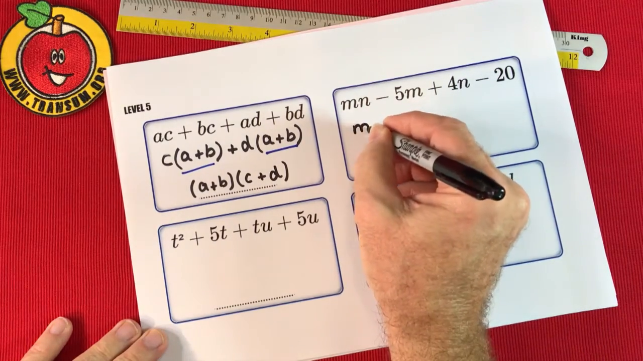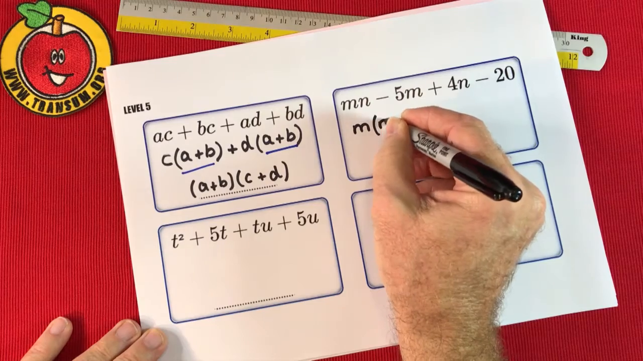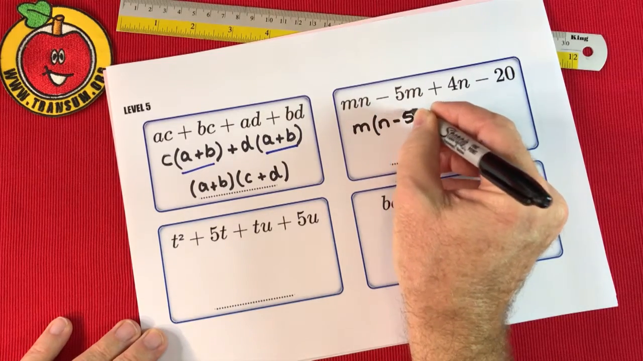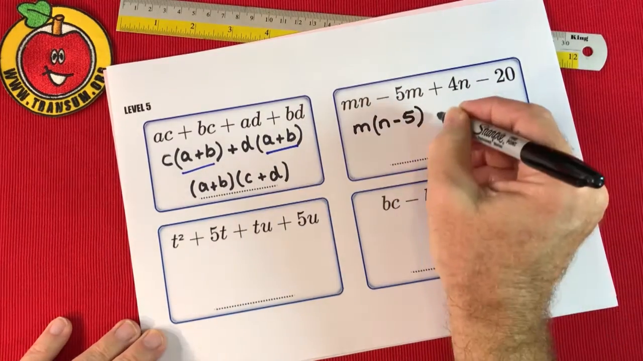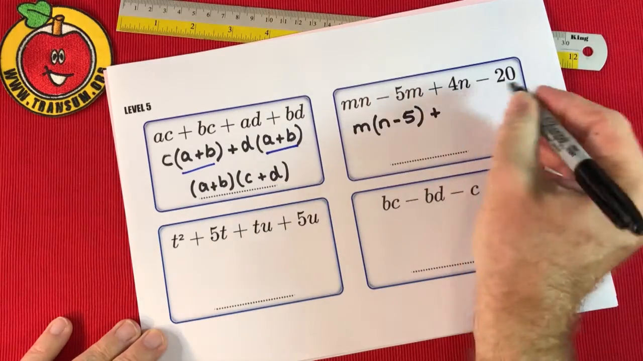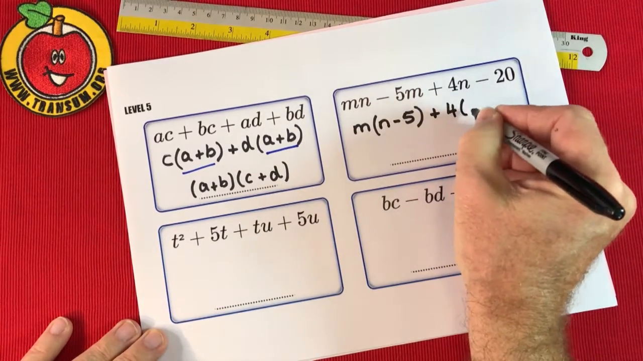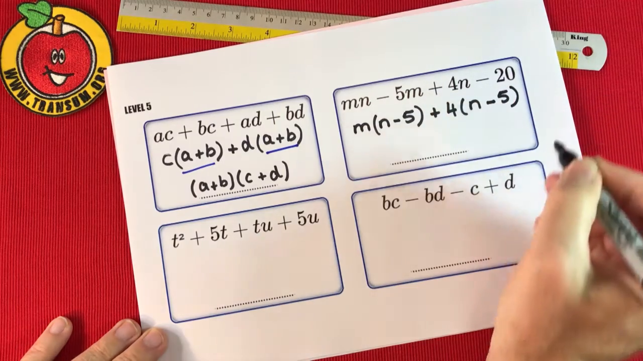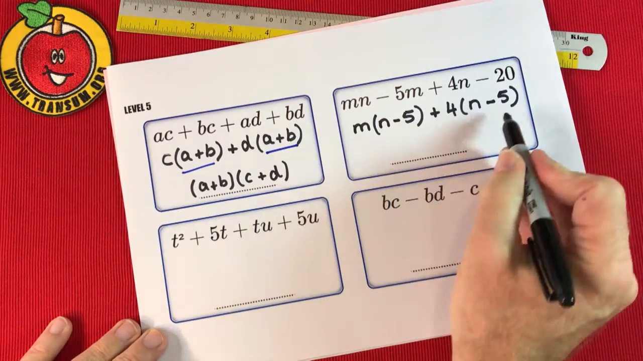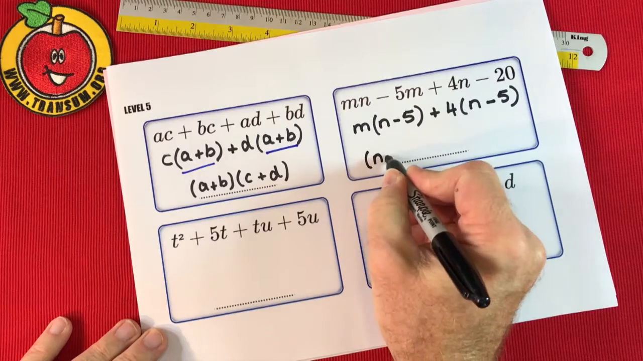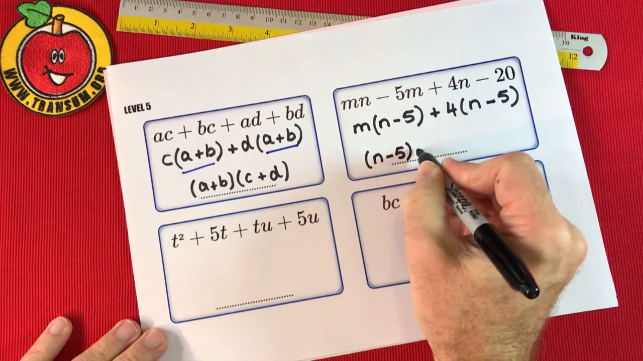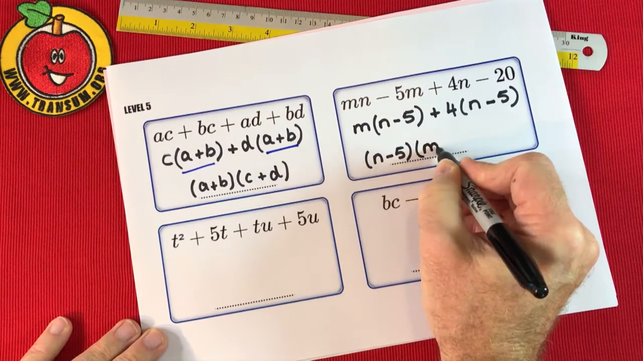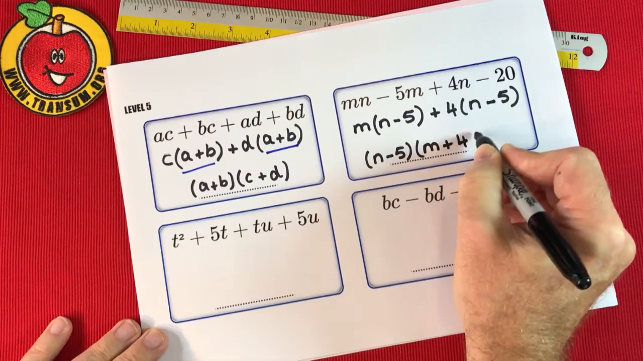First two have got a common factor of m. The second two have got a common factor of 4. And then I notice that the two brackets are the same. So let's bring that out as a common factor, and that will leave me with m plus 4.